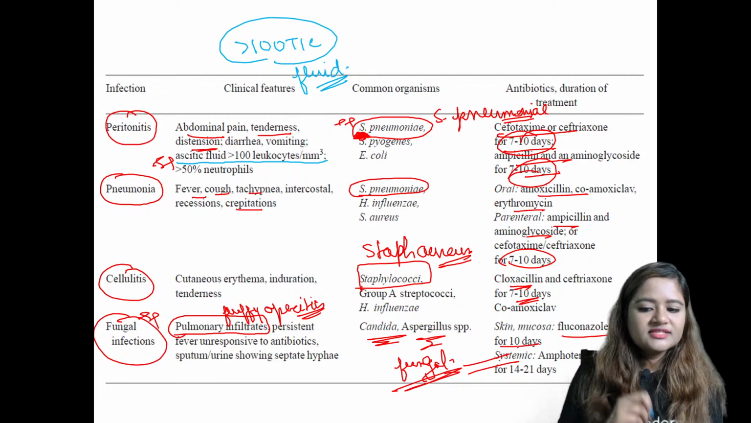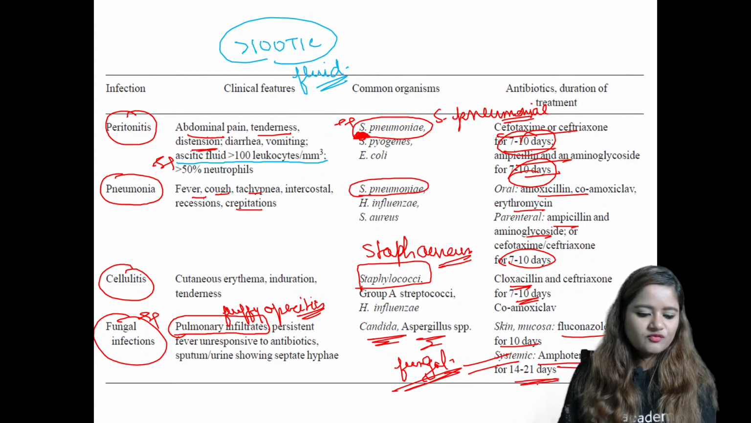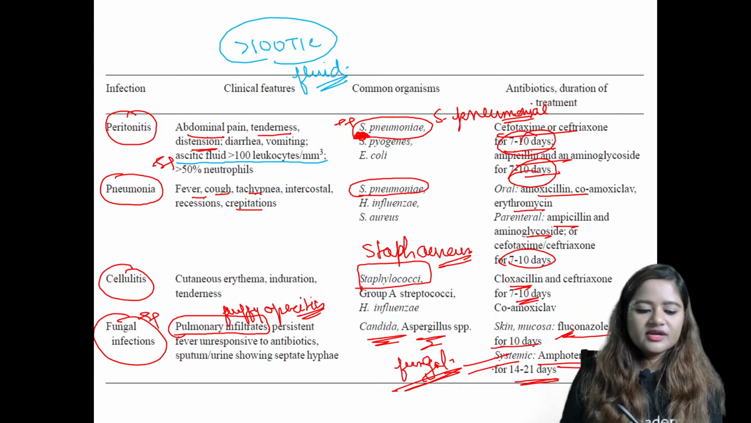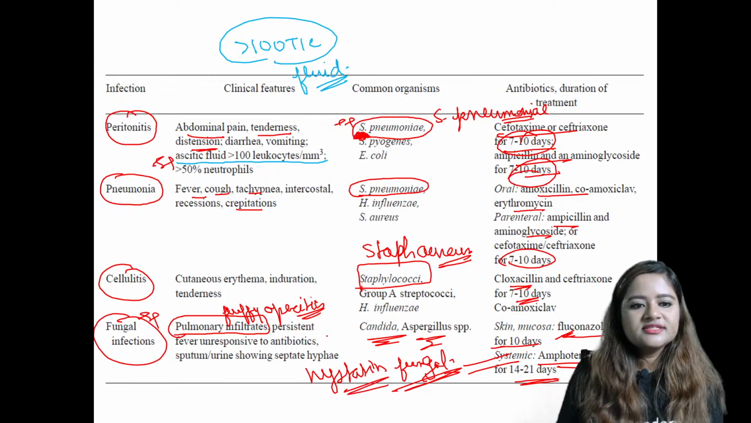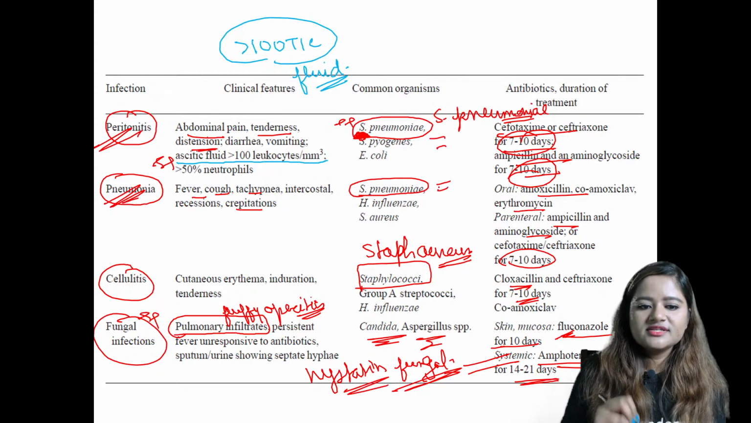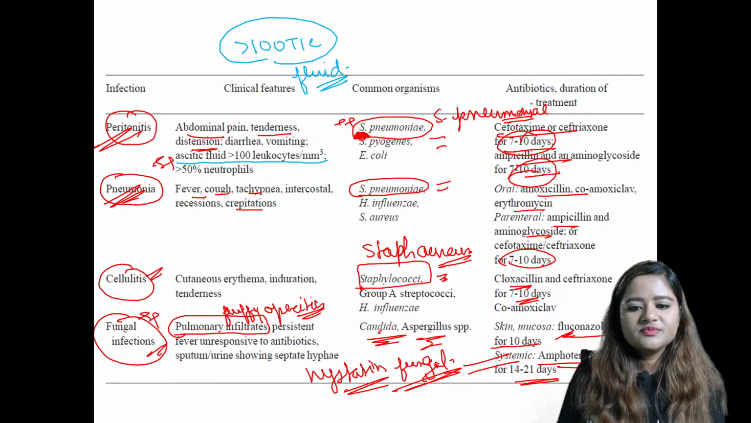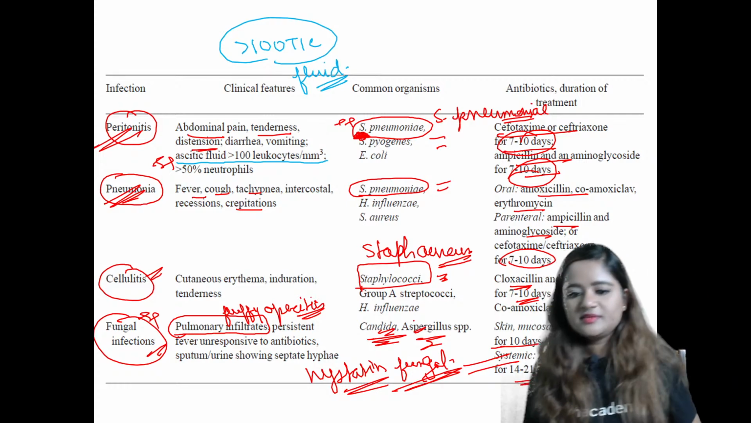So please remember, whenever there is a systemic infection, we have to always give amphotericin for 14 to 21 days. But if it is a topical infection, you only need to give fluconazole or you can use nystatin for the treatment. Okay, so the organism for peritonitis, and for pneumonia very important is Streptococcus pneumonia. For cellulitis, it is Staphylococcus. For fungus, we have Candida and Aspergillus. These are all the infective etiologies which can occur in the patient.